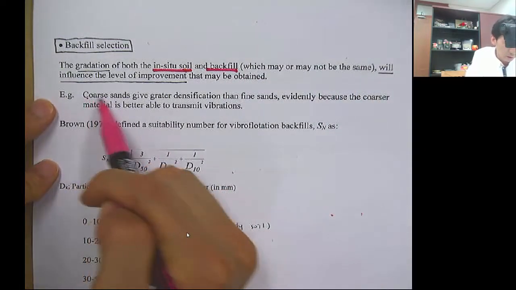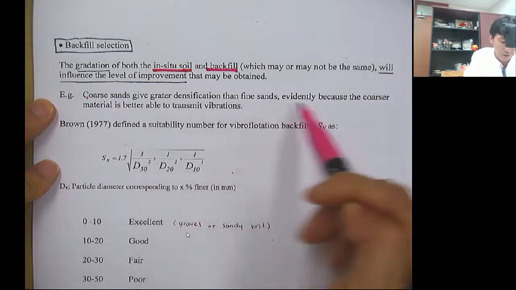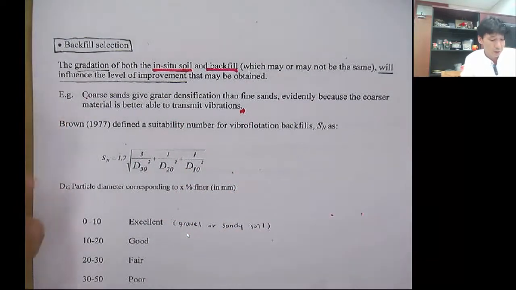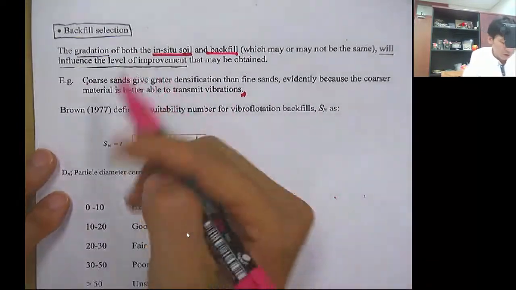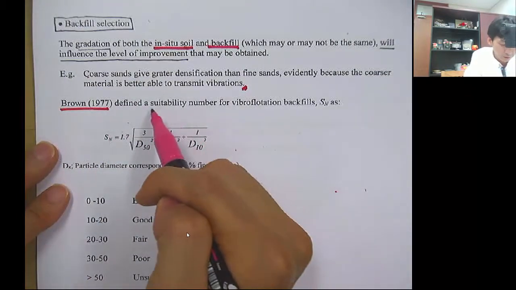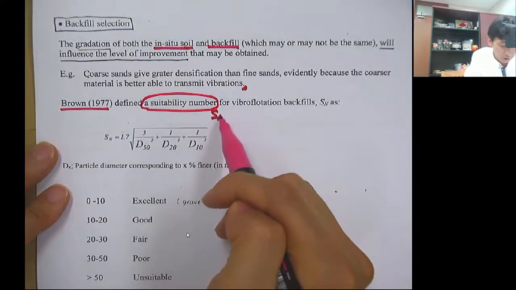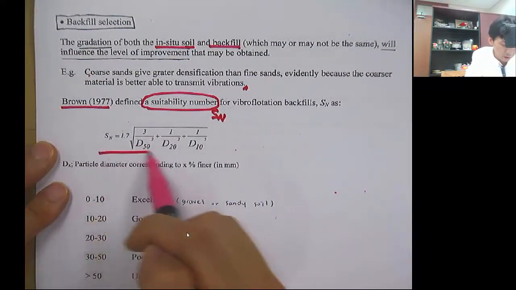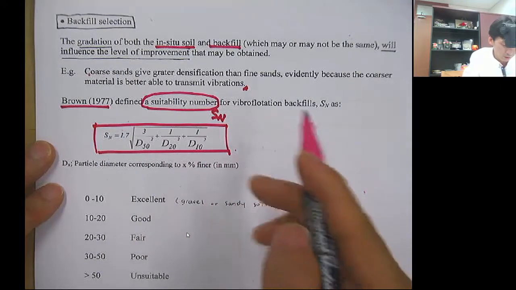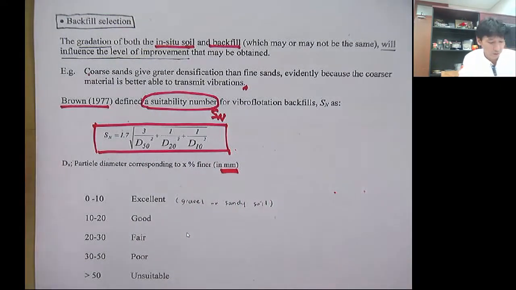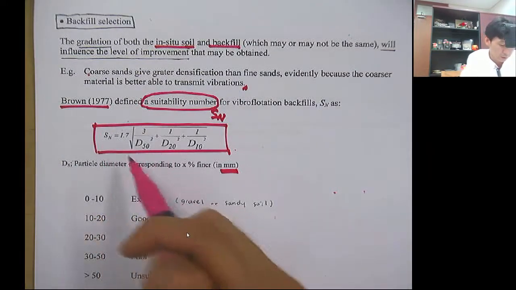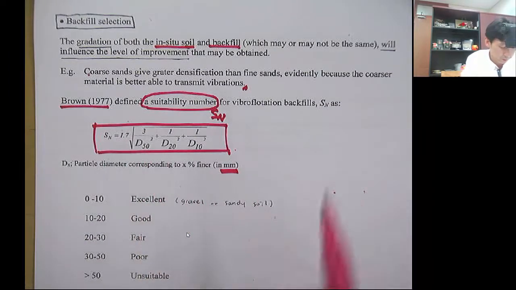Okay? Coarse sand gives a greater densification than fine sand, evidently because the coarser material is better able to transmit the vibration. Brown in 1977 defined the suitability number Sn for vibroflotation backfill. And this Sn is defined by this equation. Here D50, D20 and D10 are in millimeters, so they have the unit of millimeter.